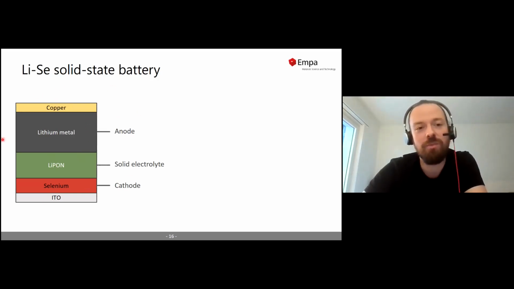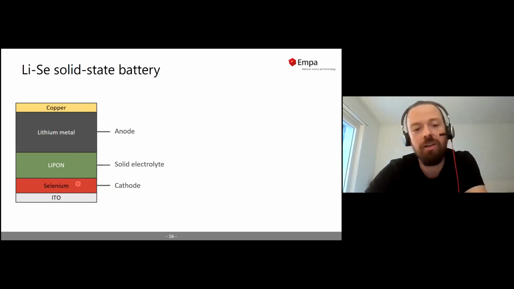And this is what I'm currently working on. These are thin film solid state batteries. The process by which we make them is very similar to solar cells in a way. The selenium layer is evaporated, the lithium metal layer is evaporated, the LiPON layer is sputtered. And these are all very thin layers, on the order of a few hundred nanometers to micrometers.